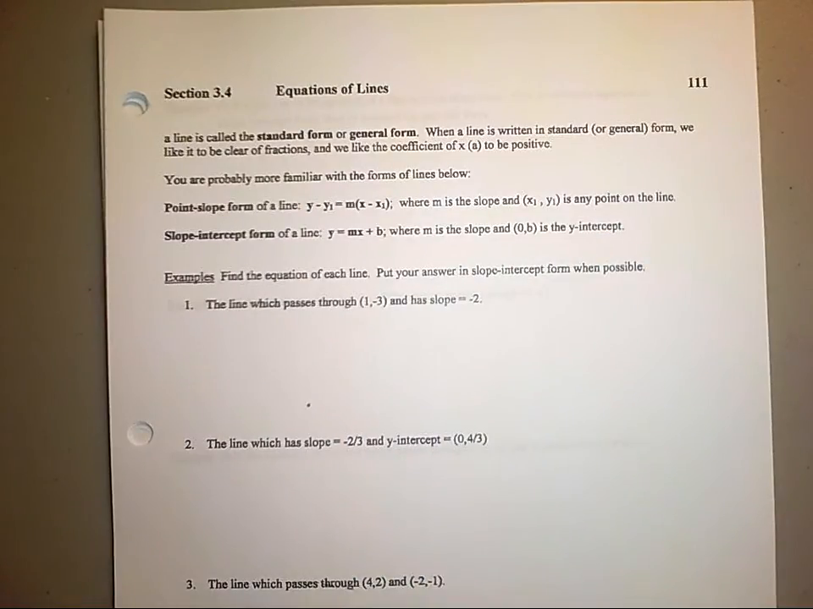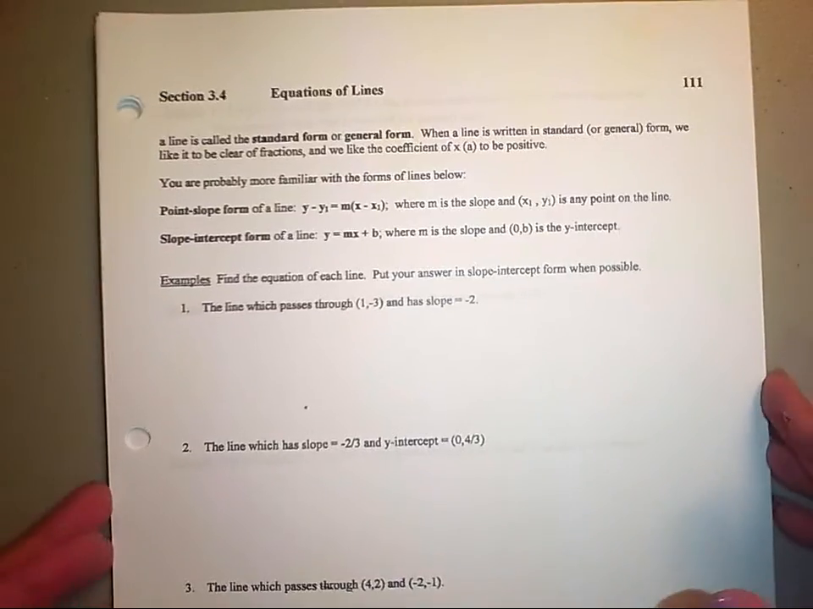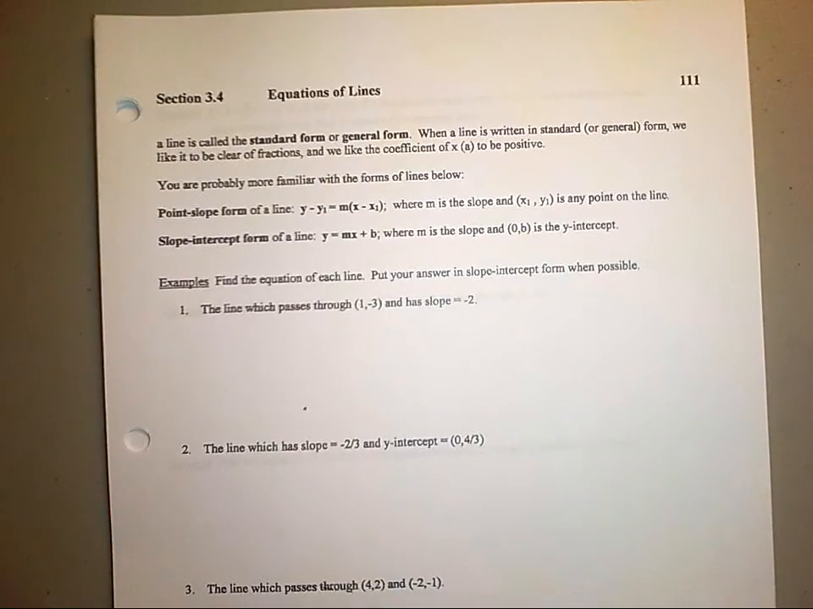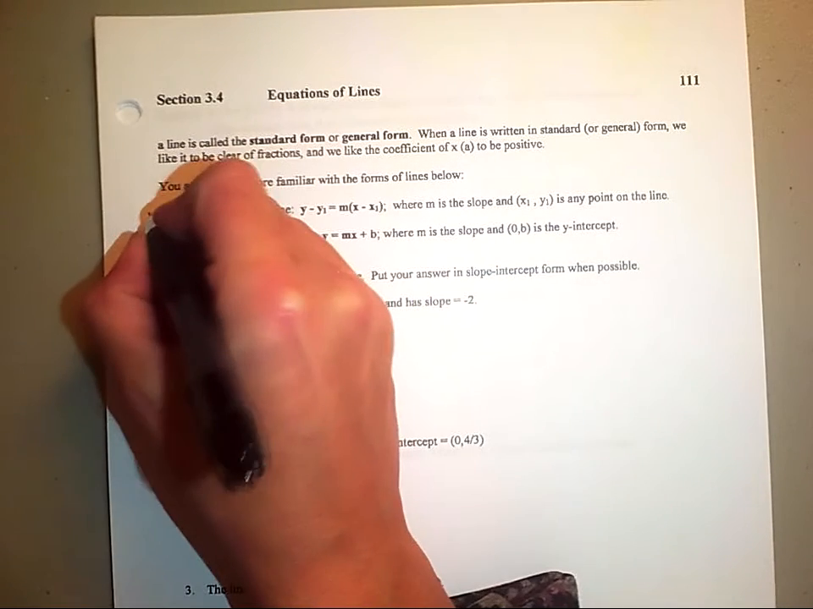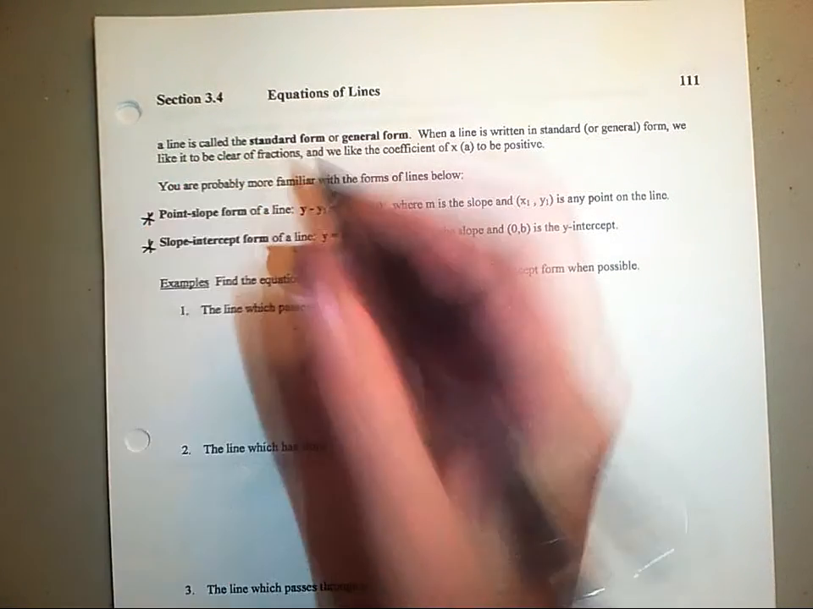Okay, so today we're going to talk about, now that we know all about slope of lines, slope of vertical lines, slope of horizontal lines, positive slopes, negative slopes, all of that, now we can actually write the equation of the line. Okay, now there's three different forms. The first, these last two you're probably more familiar with.